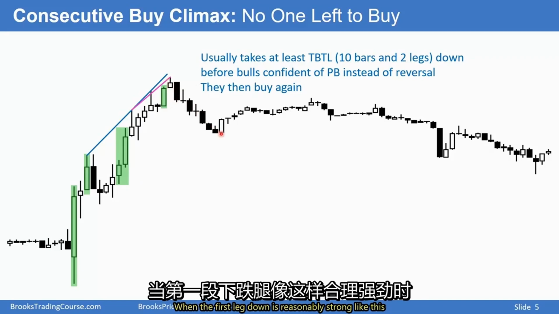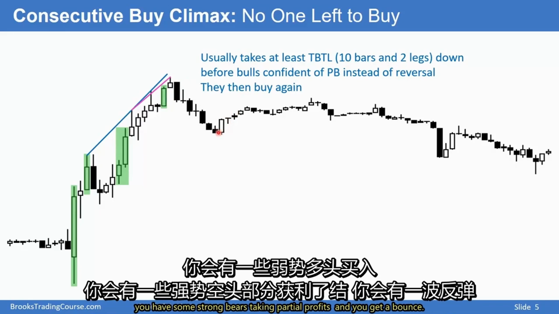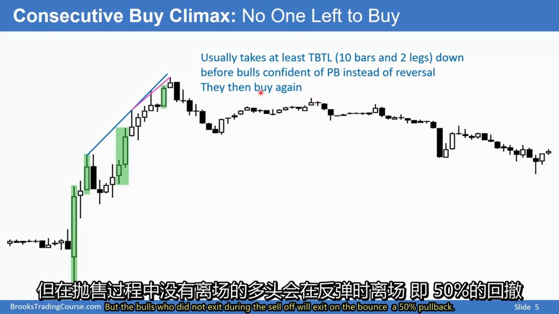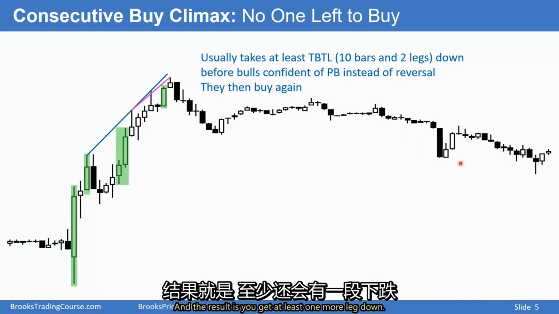When the first leg down is reasonably strong like this, an 8-bar bear microchannel, the strong bulls are not going to buy. You get some weak bulls buying, you have some strong bears taking partial profits, and you get a bounce. But the bulls who did not exit during the sell-off will exit on the bounce, a 50% pullback, and the bears who did not sell will sell on the bounce as well, and the result is you get at least 1 more leg down.